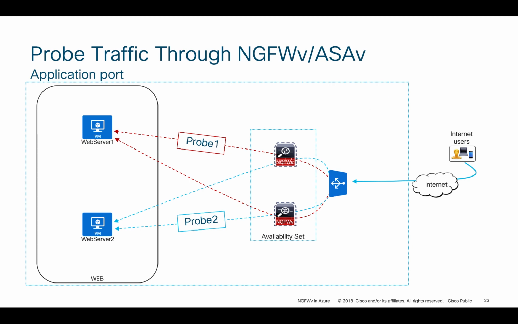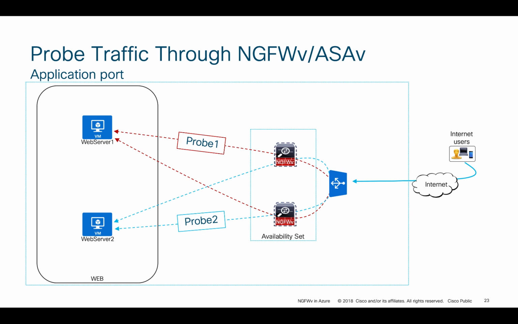Now, the third kind of probe is your application traffic probe. So you have your external load balancer. Instead of probing firewalls, we are probing our web servers directly. The firewalls are added in the backend pool. So as soon as traffic lands on the load balancer, it will go to the firewalls, but this forwarding will happen only if our probes are up. So instead of probing firewalls, we are probing something on the other side of the firewall.